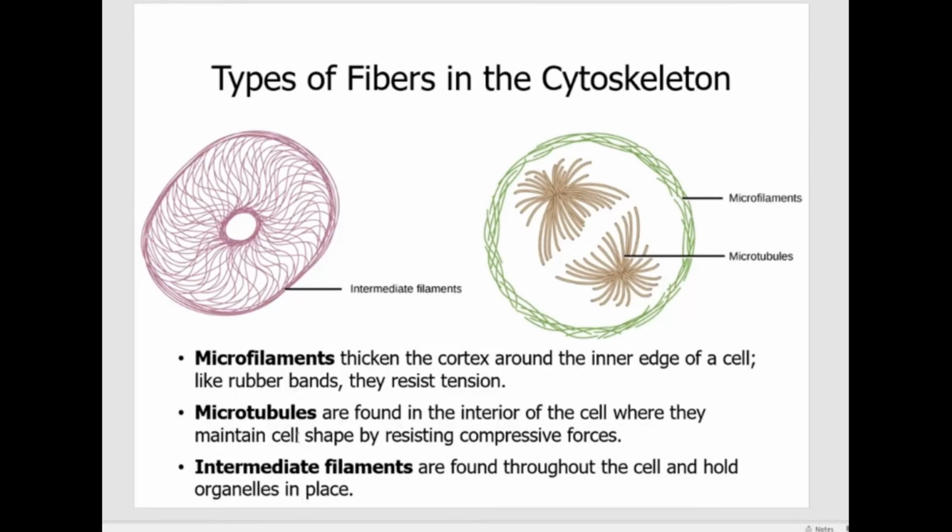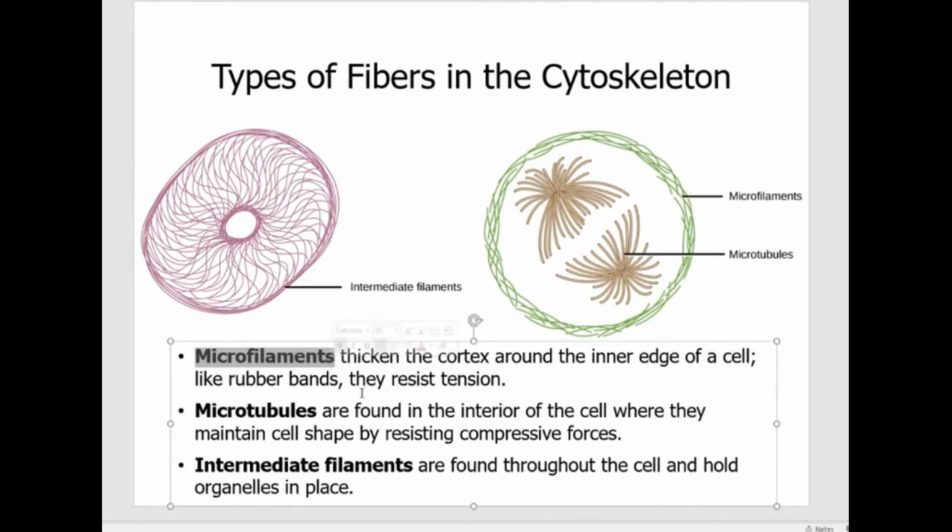There are three types of cytoskeleton fibers. The first one is called microfilaments. They are usually the smallest. They are like rubber bands, so they can resist tension, right? You can stretch a rubber band, and when you release the pressure, it goes back. So they resist tension.